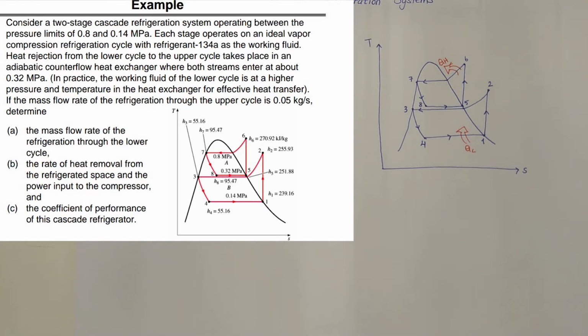In practice, the working fluid of the lower cycle is at a higher pressure and temperature in the heat exchanger for effective heat transfer. If the mass flow rate of the refrigerant through the upper cycle is 0.05 kilogram per second, first, we're gonna determine the mass flow rate of the refrigerant through the lower cycle.